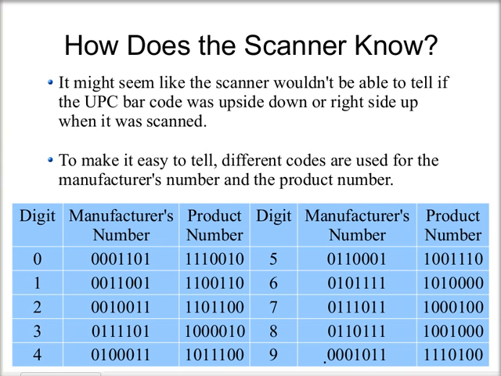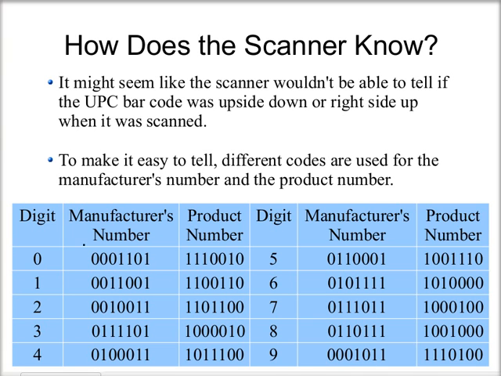So how does this work in practice? Well, it might seem like the scanner wouldn't be able to tell if the UPC barcode was upside down or right side up when it was scanned, but that is built into the barcode, and to make it easy to tell, different codes are used for the manufacturer's number and for the product number.